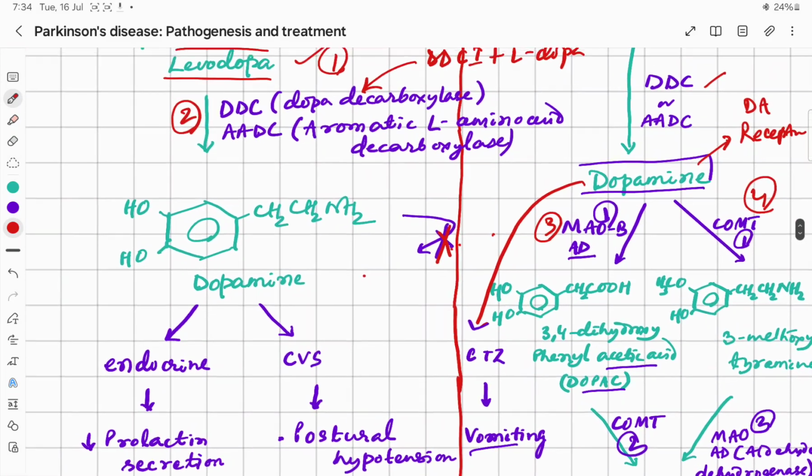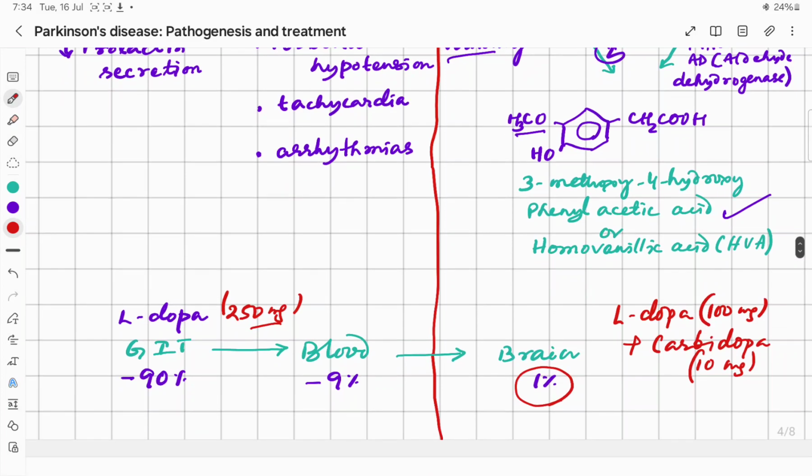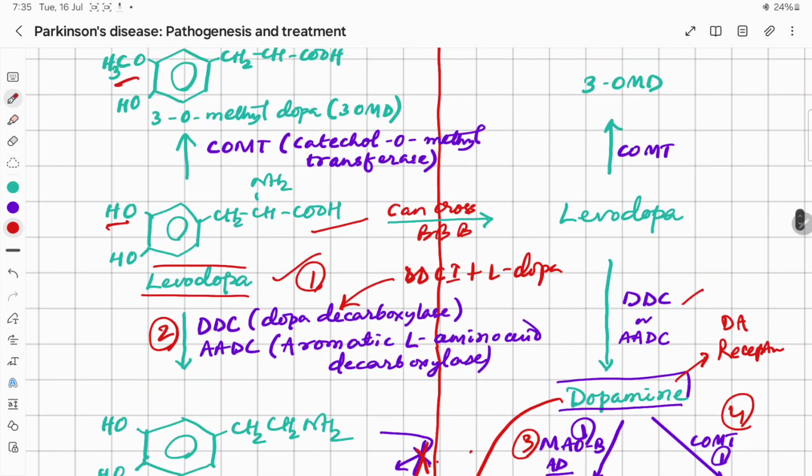So when we use a dopa decarboxylase inhibitor like carbidopa, 10 milligram of carbidopa, the dose of levodopa reduces from 250 mg to 100 mg. So one, we can use a precursor of dopamine, that is levodopa, which can cross the blood-brain barrier and then will be converted to dopamine in the brain. Second, we can combine levodopa with a dopa decarboxylase inhibitor like carbidopa or benserazide.